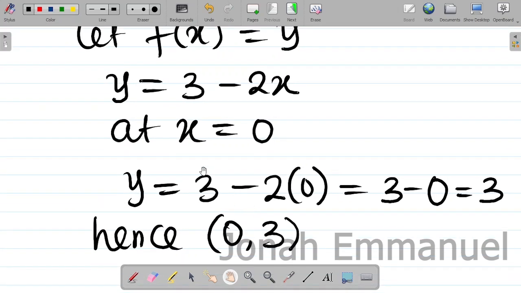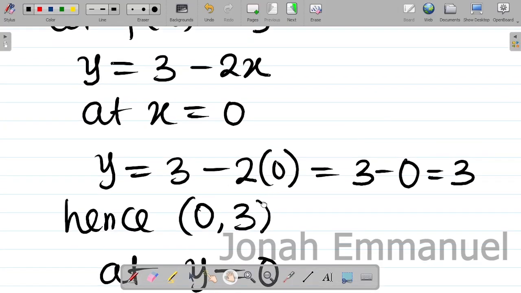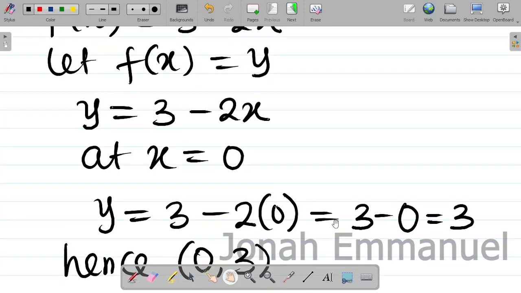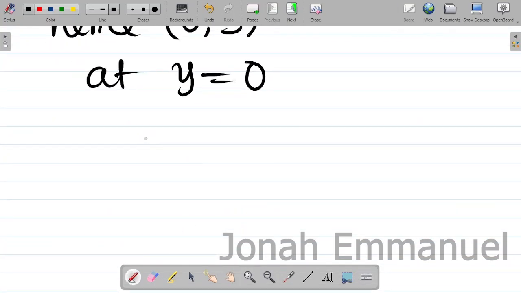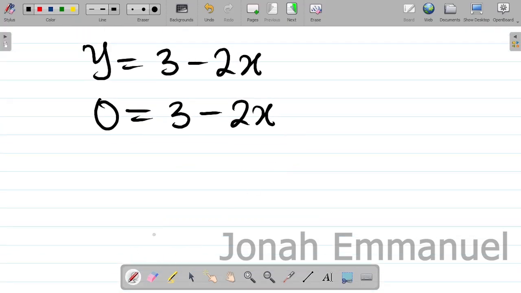That's this one here. Now to get the intercept on the x-axis, we'll repeat the same process where we say let y be equal to 0. So at y equal to 0, what's the value of x? All you have to do is come back to this equation here. When you say y is equal to 3 minus 2x, y is now 0. So it becomes 0 is equal to 3 minus 2x. Let's get the value of x there.